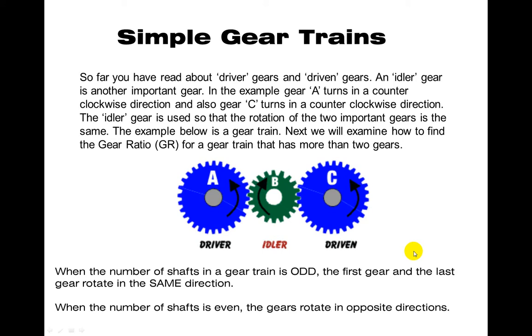Next, we will examine how to find the gear ratio for a gear train that has more than two gears. When the number of shafts in a gear train is odd, the first gear and the last gear are going to rotate in the same direction. When the number of shafts is even, the gears rotate in an opposite direction. Just a little FYI information for you to know.